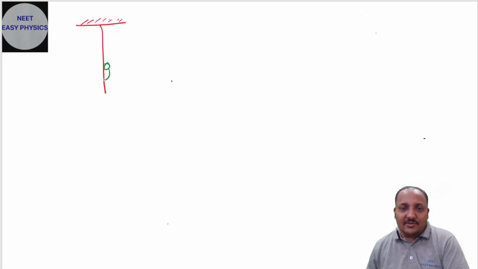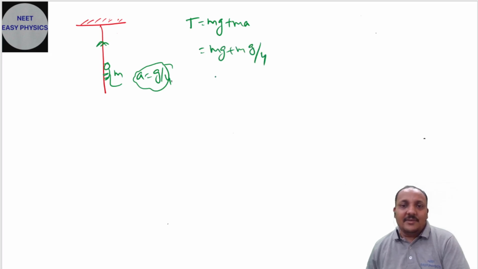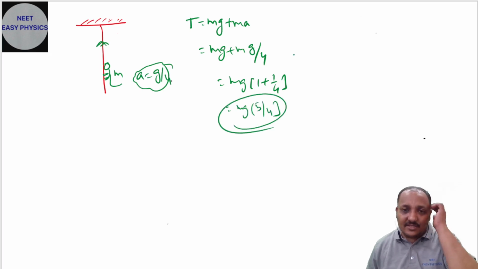A small monkey is going to be moving, not one, sometimes so many they will give. Presently we are seeing one monkey of mass m moving upwards with acceleration g by 4, something like that they will give. Then what is the tensional force developed in this string? Upwards means you have to take mg plus ma. So mg plus m times g by 4. Taking mg common, 1 plus 1 by 4. So mg into 5 by 4. So 5mg by 4 is the tensional force developed in this string.